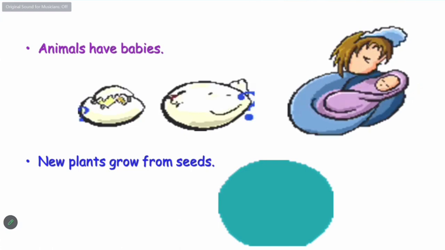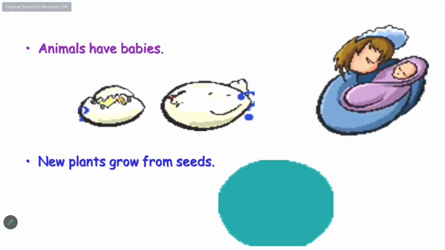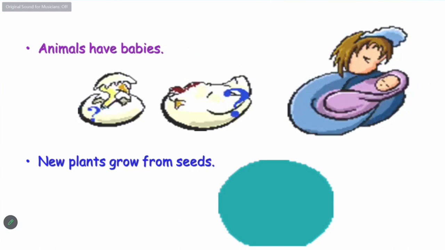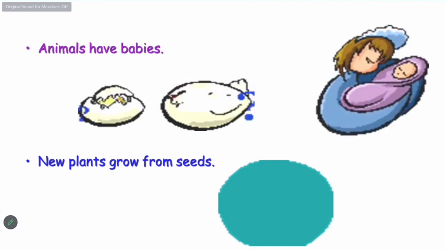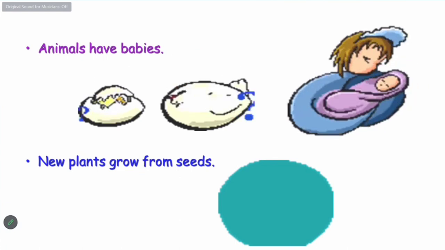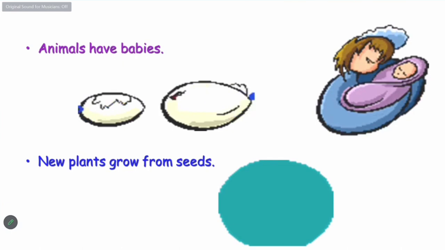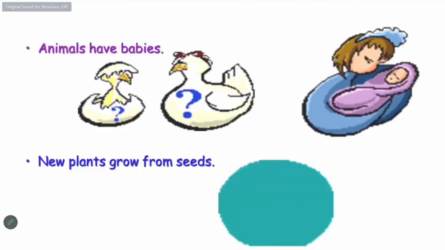On the other hand, those animals which come in the viviparous category give birth to the young ones, like the mammals. So animals have babies, as well as you have also seen, my students, in the case of plants, that plants usually grow from the seed.